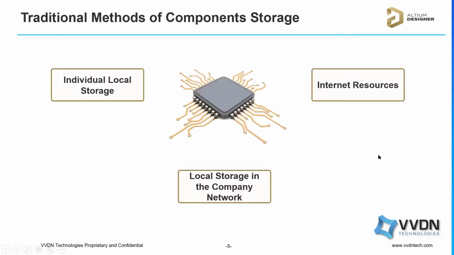So basically there are many different methods for component storage. There are several types of component storage. First, we have individual local storage. This is your personal storage; library, schematic, PCB, everything you can store in your local storage. Second, we have local storage in the company network.